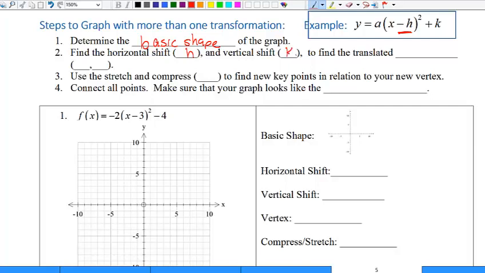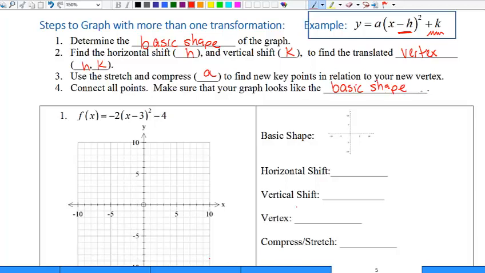The vertical shift is k, and that's on the outside of the function being added. Use those two things to find the translated vertex. Because the vertex used to be at the origin for the parent function, we're now going to translate it h and k to get a new vertex. Now I want you to use the stretch and compress, which is a, to find new key points in relation to your new vertex. Connect all your points, make sure your graph looks like the basic shape. Just because you have your correct points there, doesn't mean you have the correct shape, so you got to make sure that it all looks right.